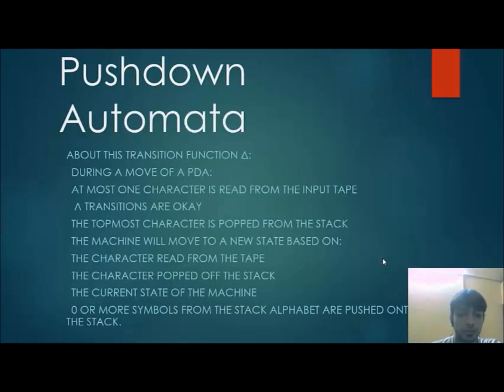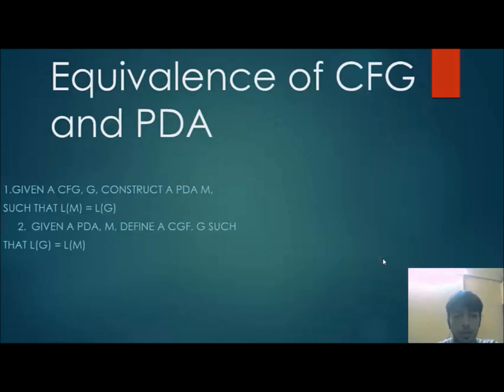About this transition function delta, during a move of a PDA, at most one character is read from the input tape. The topmost character is popped from the stack. The machine will move to a new state based on the character read from the tape, the character popped off the stack, and the current state of the machine. Zero or more symbols from the stack alphabet are pushed onto the stack.